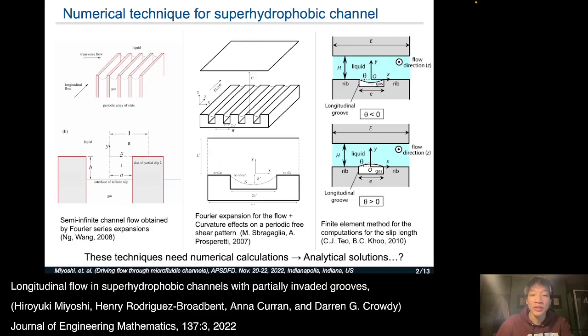Teo and Khoo use the finite element method for the computation of slip lengths. These techniques need numerical calculations. So we are going to find analytical solutions of a specific superhydrophobic channel problem.